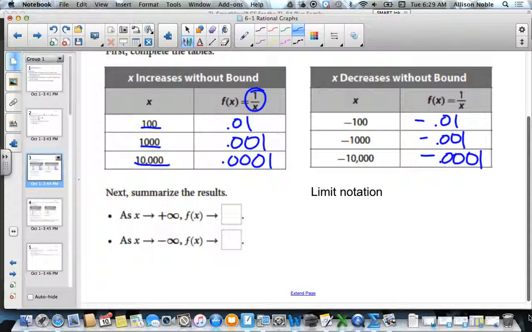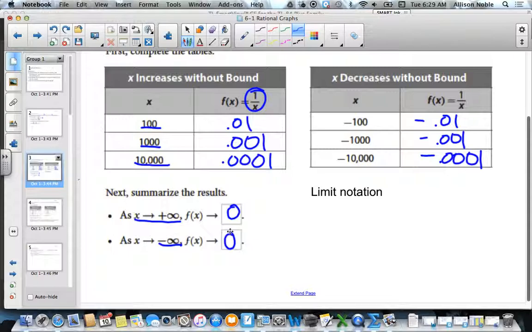So this is the first time that we're going to have a limit that is not approaching infinity or negative infinity. It is approaching the number 0. So as x approaches positive infinity, f of x is going to 0. And as x approaches negative infinity, f of x is also going to 0.